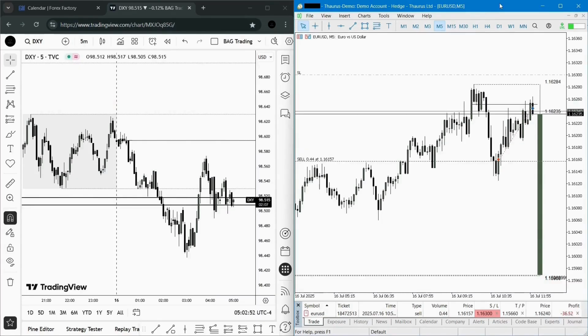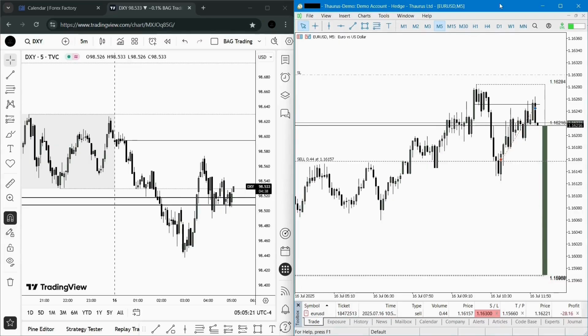I then let the trade pan out to see what I get, as the US dollar index was not showing the weakness that was being reflected by the Euro US dollar strength.